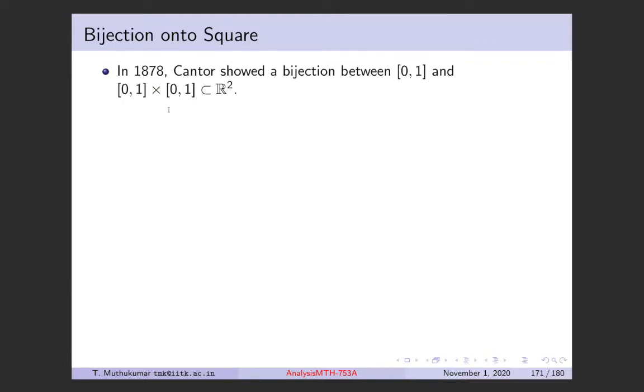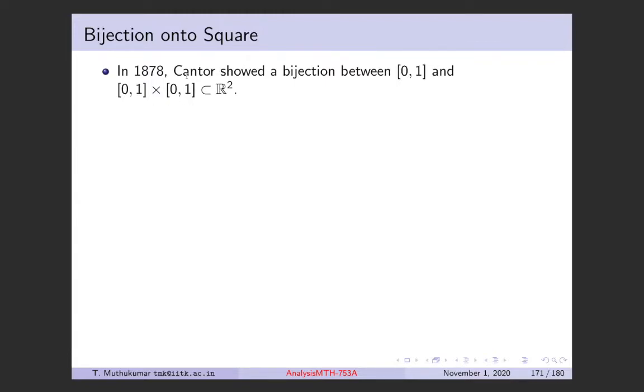So this is a unit square, with the origin as one of the vertices, on the first quadrant. But that is just for simplicity. You can just take any square. The point is, do we have a bijection from 0 1 to 0 1 cross 0 1?